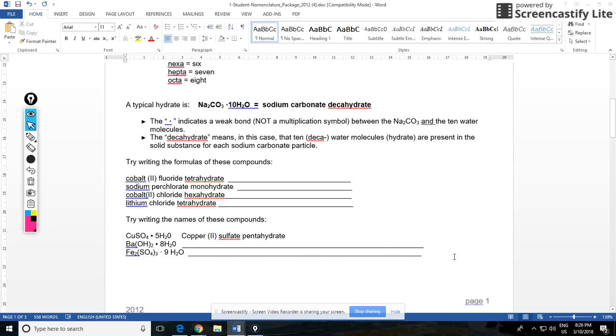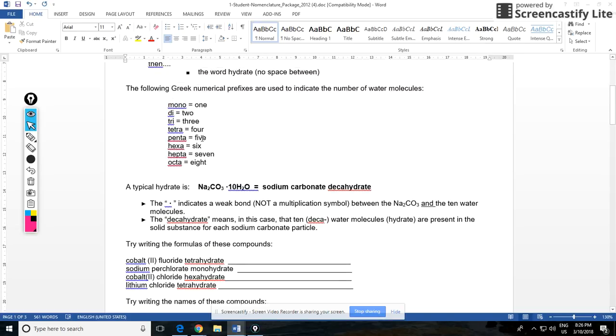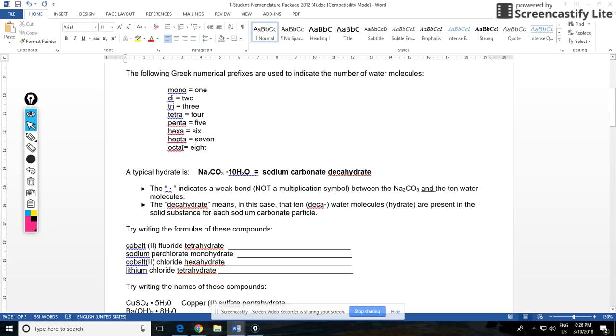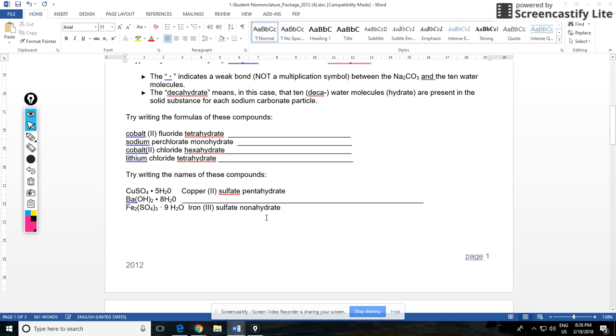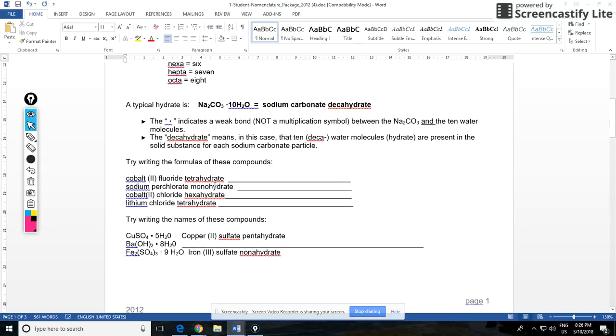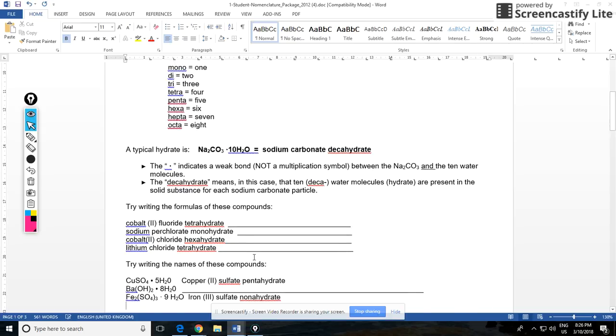We can try the one over here. Here we have iron(III) sulfate. It's a hydrate, so we use hydrate, and then we have to choose the proper prefix to put in front of the word hydrate. So there's 9. So the proper prefix for 9 would be nona, nonahydrate. So that's how you would name hydrates. Simply name the ionic compound and then write hydrate and then put the proper prefix in the front.